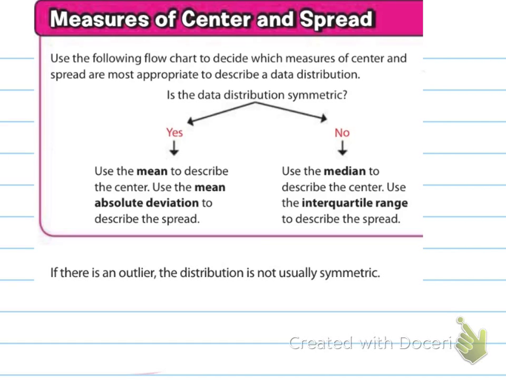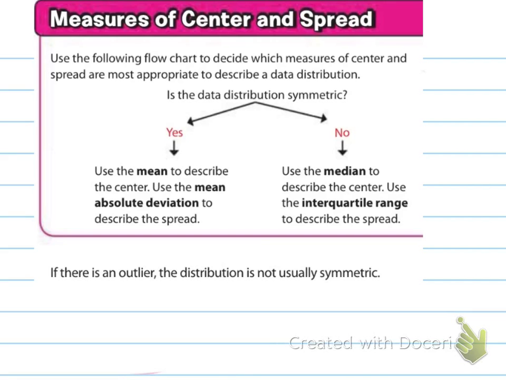All right, so I really like this. It says measures of center and spread, and it's telling you what to use and when. So this is really important. If you were to have notes for a quiz, this is something you'd want to write down separately. It's saying that we can use the following flowchart to decide which measures of center and spread are most appropriate to describe a data distribution.